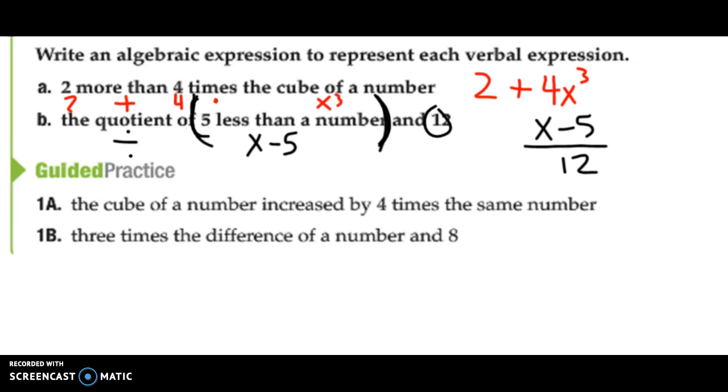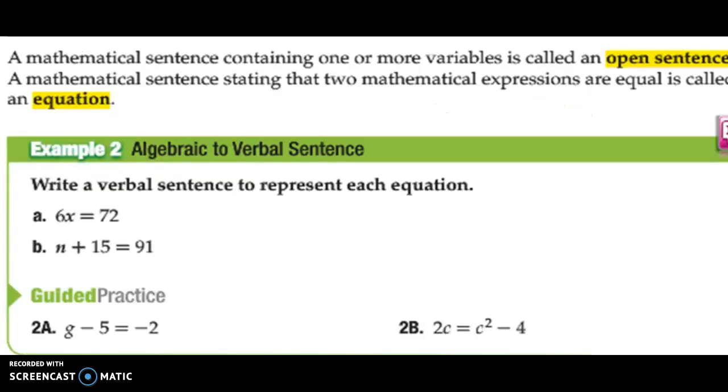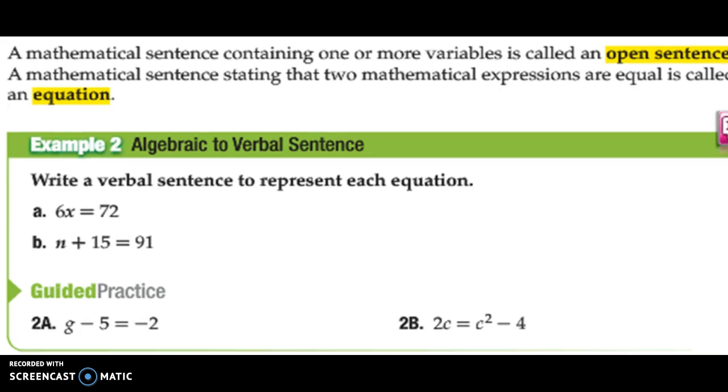Here's a couple guided practice problems you can try now. A mathematical sentence containing 1 or more variables is called an open sentence. And a mathematical sentence stating 2 mathematical expressions are equal is called an equation. Equation means that they're equal on both sides. That's how we get equations.